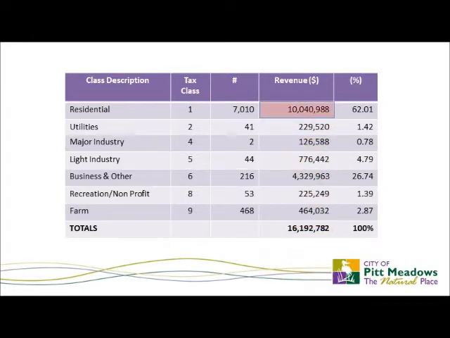So it's no surprise that the residential tax class provides the largest contribution of taxes. Of the $16.2 million of taxes collected, residential contributes over $10 million of the total taxes collected. Business, the next biggest contributor, provides $4.3 million of all tax classes.